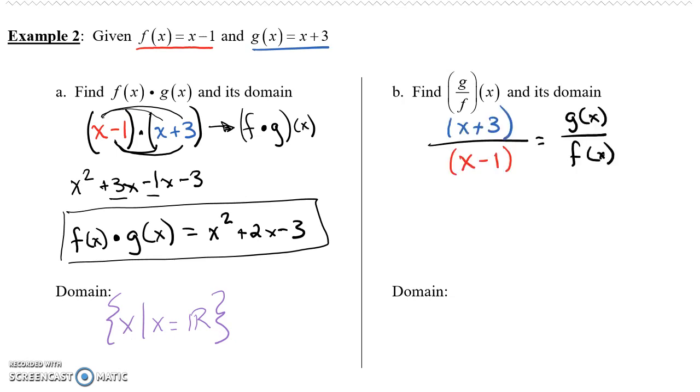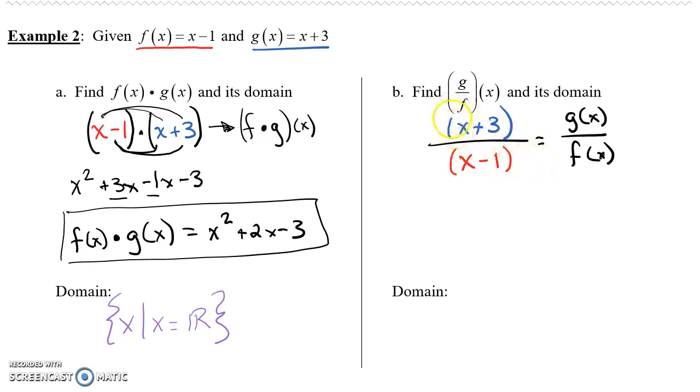Be careful on part B. This one is set up so that I have g of x divided by f of x. G divided by f of x. So it's not always whatever comes first as far as what's listed here. You got to pay close attention to the notation. G divided by f of x is the same as g of x divided by f of x, or x plus 3 divided by x minus 1.